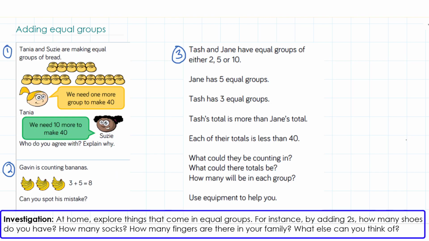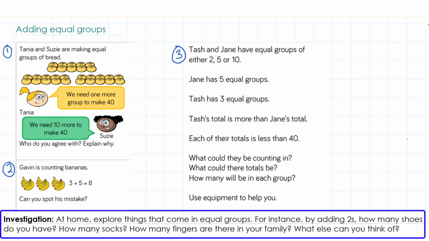Next, some problems to get you thinking a little bit more deeply. In number 1, Tanya and Susie are making equal groups of bread. They both make a statement. Who do you agree with? Explain why. Nice, clear mathematical sentences for your explanations. Number 2, Gavin is counting bananas. Can you spot his mistake there? Look and think carefully. Think about all our learning today.